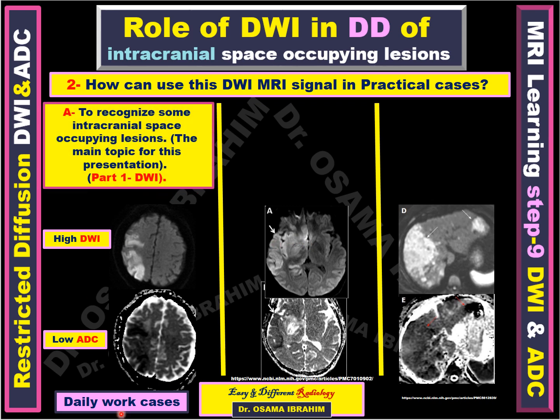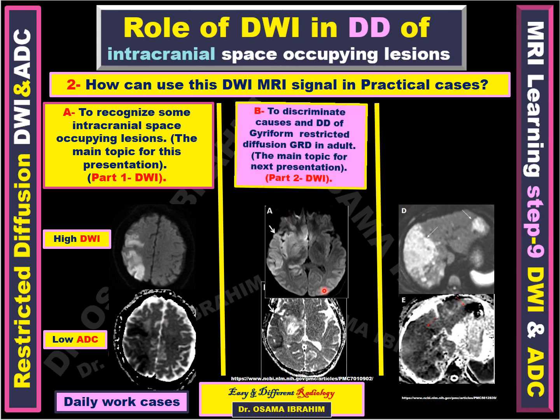And this one, I will talk in that presentation about the part from the diffusion role of the diffusion weighted image in the diagnosis, and this part representing intracranial space occupying lesions recognition. The second part is this one, which is showing a high signal also in diffusion and a low signal in ADC map. So this is restricted diffusion, however, in the gyriform pattern, or gyriform restricted diffusion in adults, and I will talk about this in the next presentations for MRI learning in detail, and differential diagnosis also.